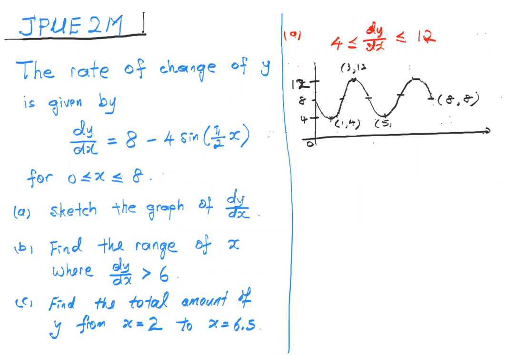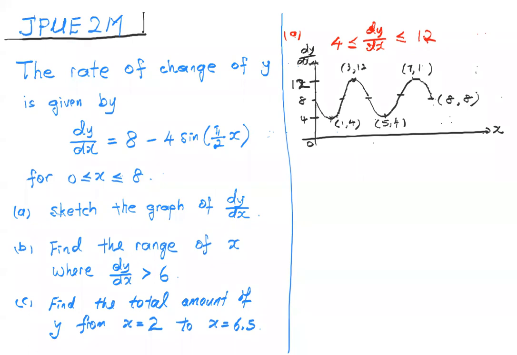5, 4. And here is 7, 12. Correct? Okay. So you got that. So this is your dy over dx. Okay. And this is your x. So you get 2 marks.